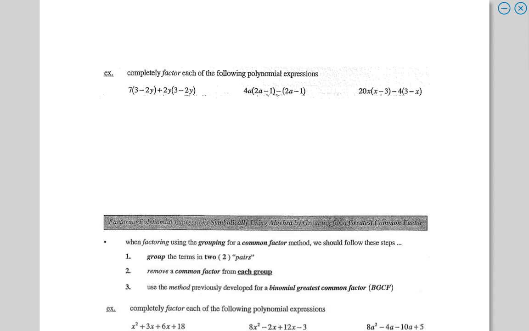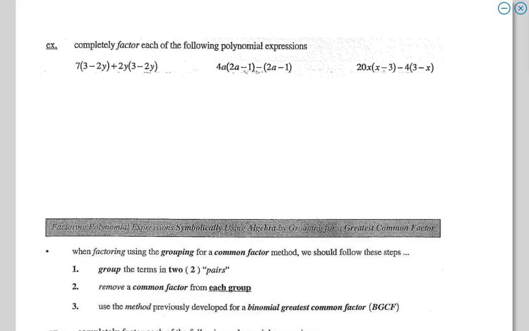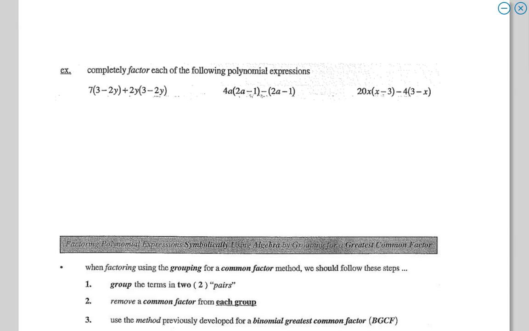These next ones are a little bit different because the greatest common factor is a binomial. On the last slide, the greatest common factor was a monomial.